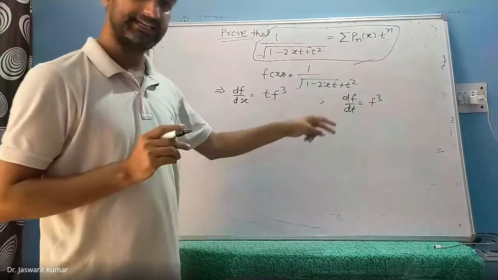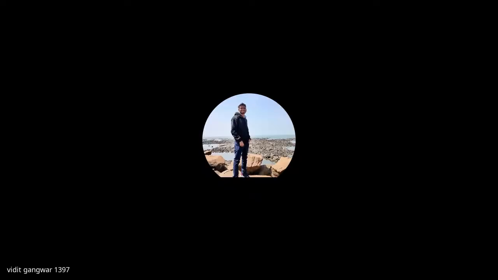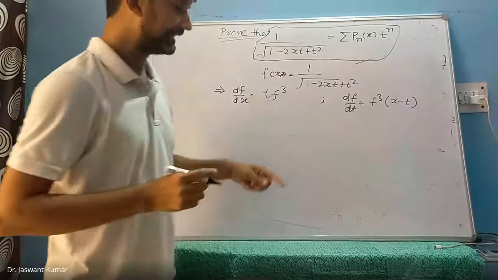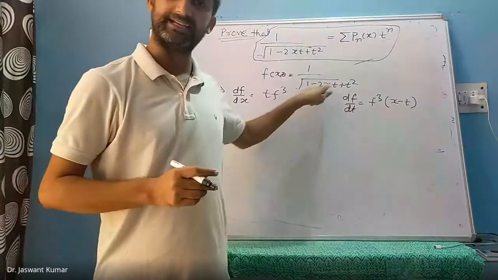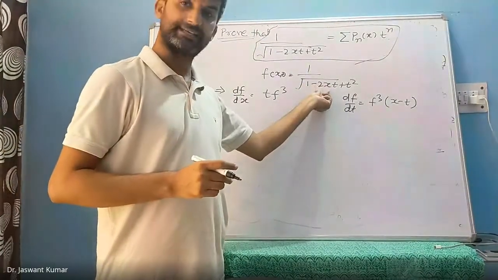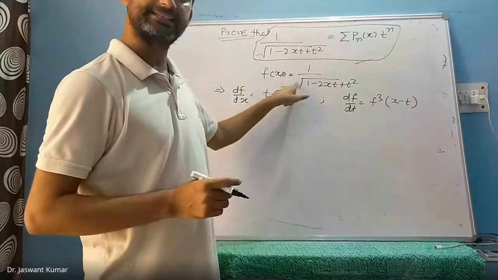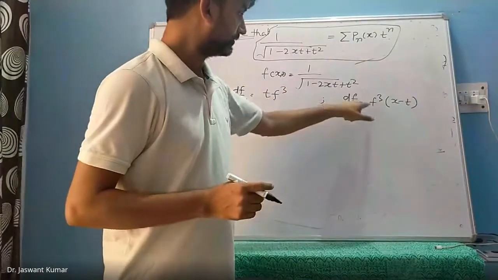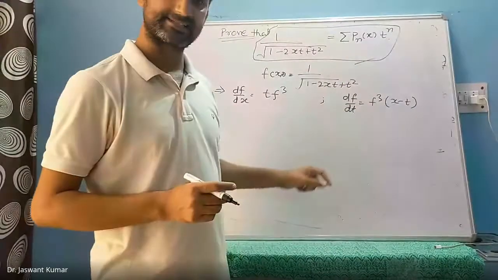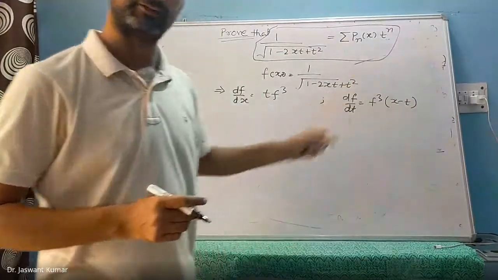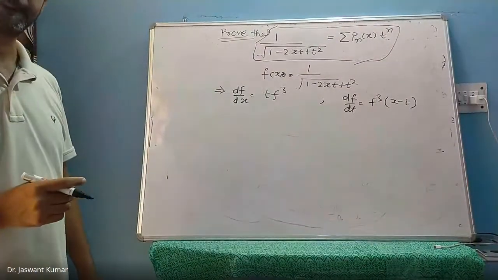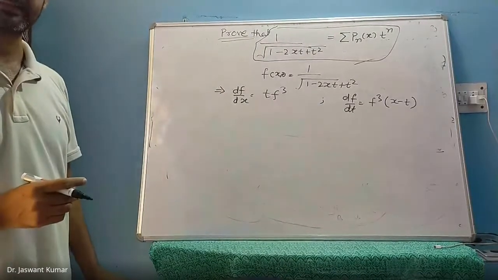Okay. So this df by dt will also have another f cube times x minus t. And this x minus t has come because of the d by dt of this. So this will be minus 2x plus 2t, but there is a minus 1 by 2 downstairs. So that minus 2 will cancel the minus 2 upstairs, and this minus x plus t will be converted into x minus t. Are you all happy with this?